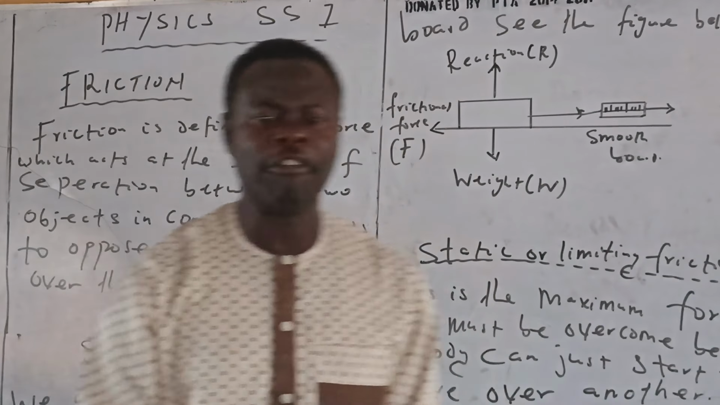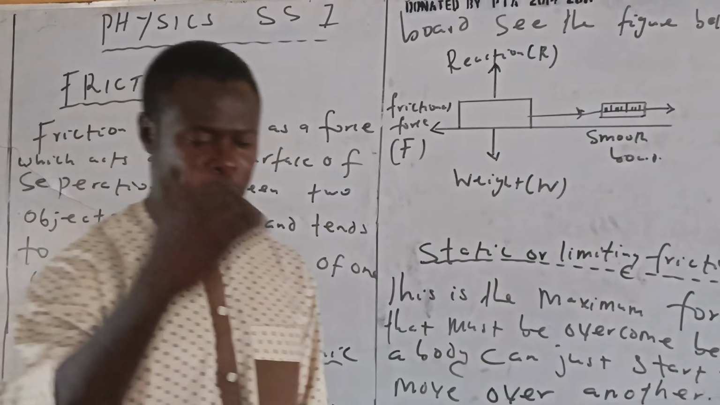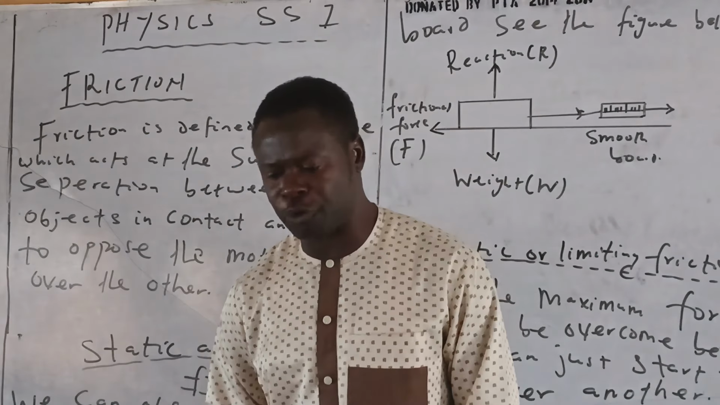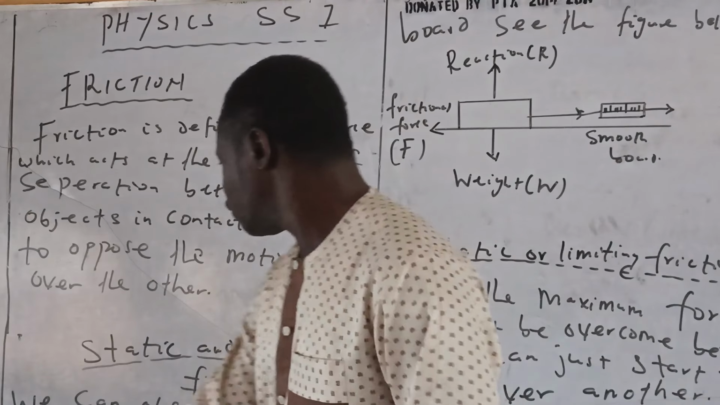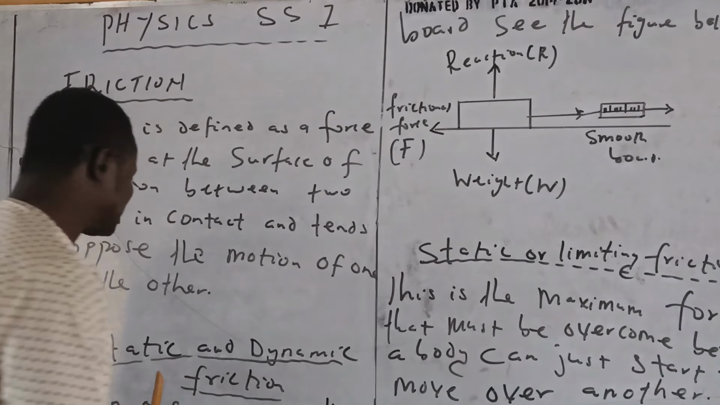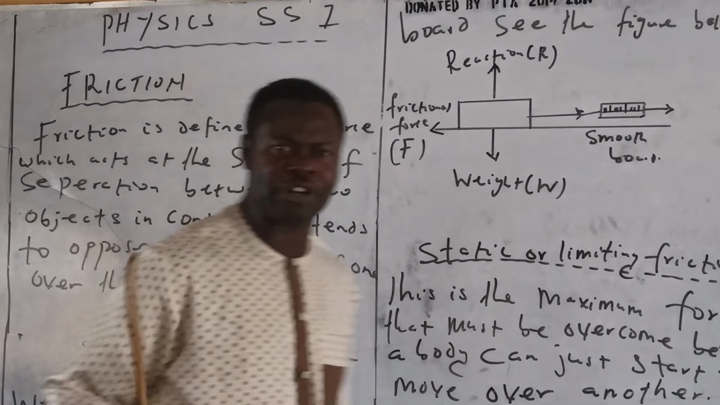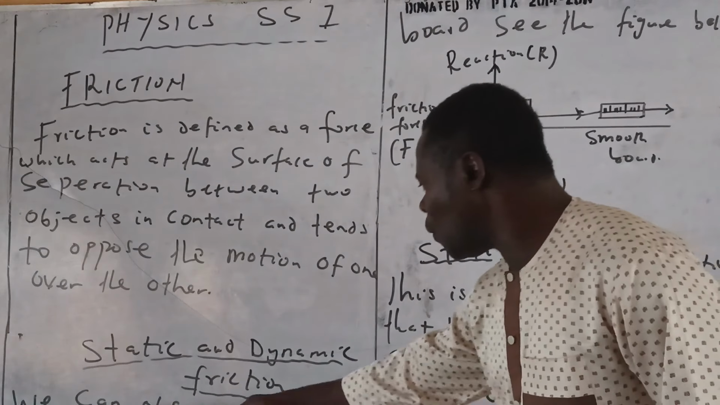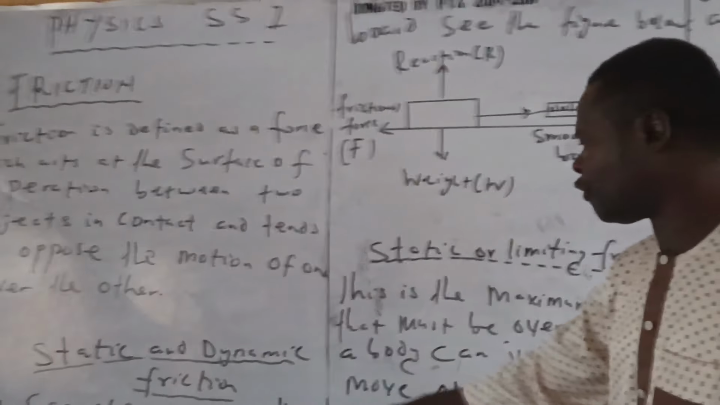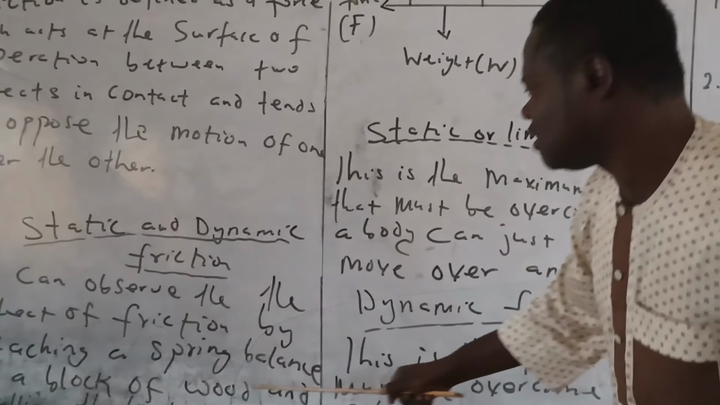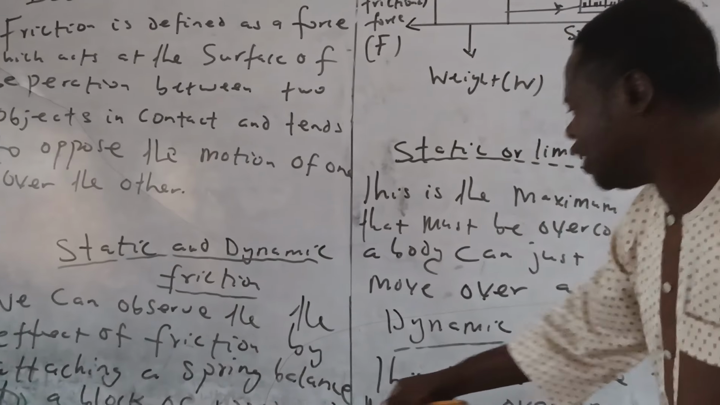That is to say, friction is the force of opposition. It acts in the opposite direction to the force we apply to move. So we look at static and dynamic friction. Under static and dynamic friction, we can observe the effect of friction by attaching a spring balance to a block of wood and pulling it with a force.